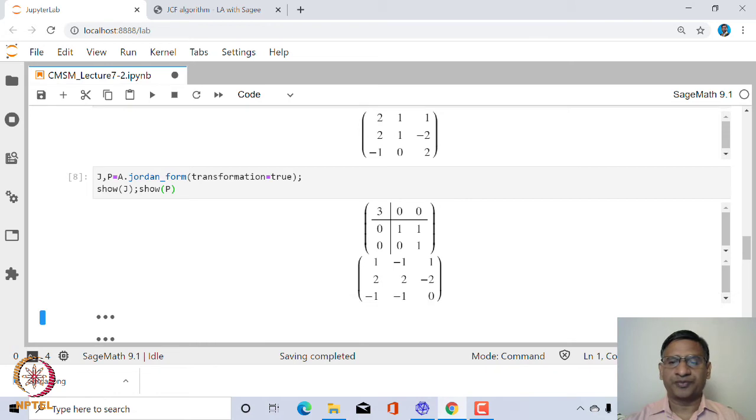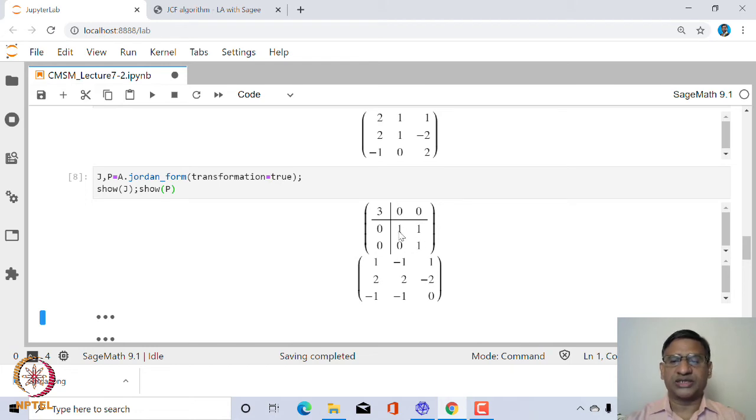So this J has two blocks. Each block is called a Jordan block. Here the first block is 3. So this means that A has an eigenvalue 3 with multiplicity 1, whereas A has another eigenvalue, namely 2, with multiplicity again 1. That is why this matrix is not diagonalizable. It is easy to check that this matrix is not diagonalizable. So this is what is called the Jordan block.